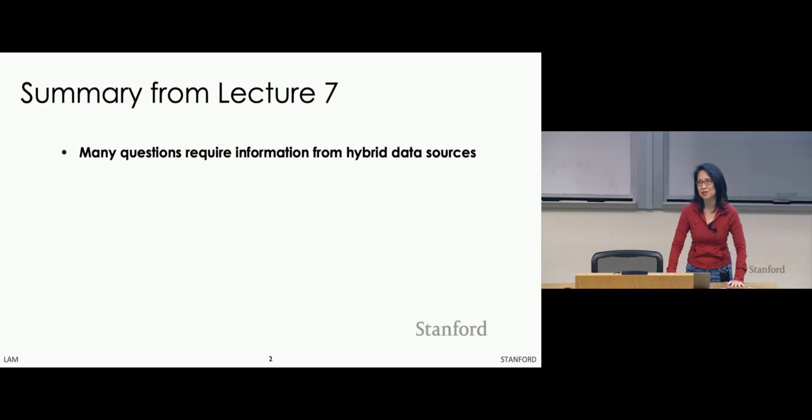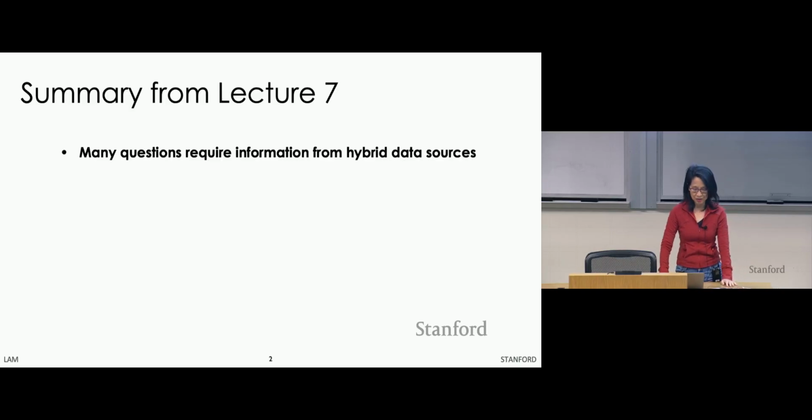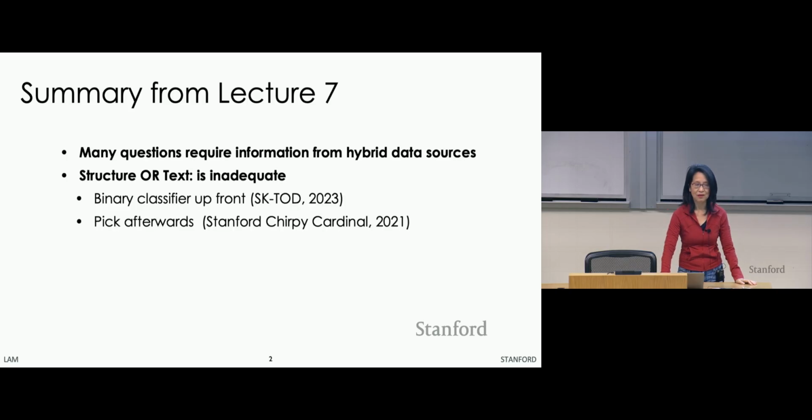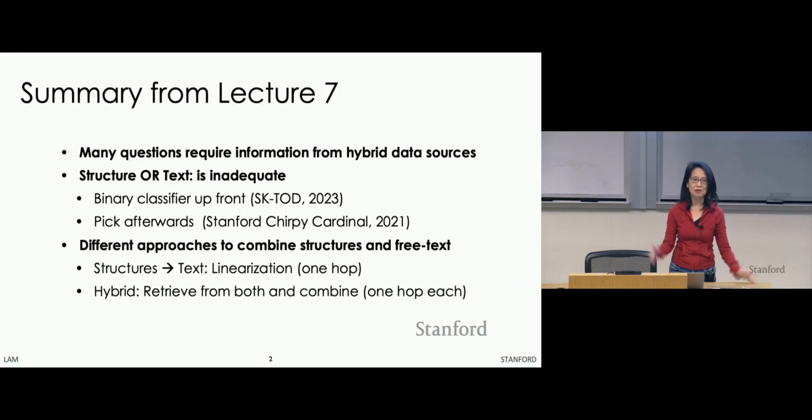So I just want to summarize what we learned from last time. We said that if you take any domain, from the restaurants to the course advisor and so forth, many of these agents will require hybrid data sources. We talked about various methods. One is to say, okay, we have IR, we have databases, we decide which one to use, and then we call one or the other. You can do the binary classifier upfront, or you can do it afterwards. Or you say, let's combine them.